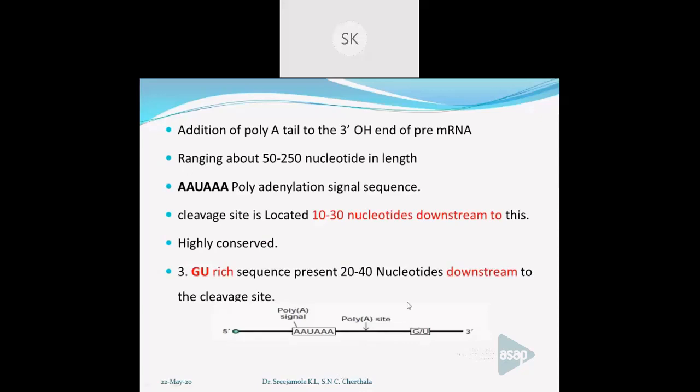Here in this diagram, we can see the AAUAA sequence, and downstream of it there is another sequence known as the poly-A site. This is the cleavage point where the mRNA is cleaved. Further downstream of that poly-A site, we can see a GU sequence, which is present about 20 to 40 nucleotides downstream of this cleavage site. So this is how the poly-A tail is added.